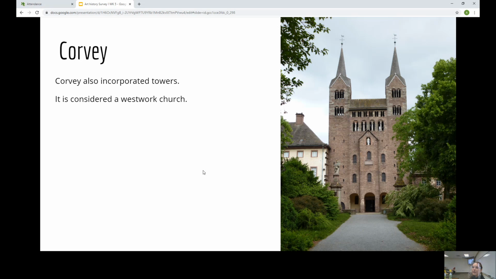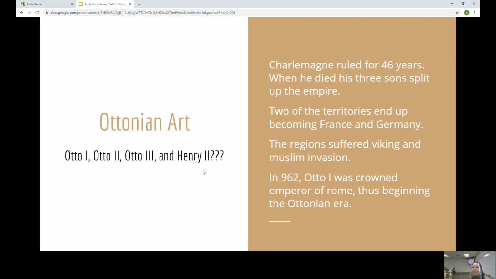You can see this is a quite plain church. That's how it starts off. It gets more complex once again as we go on. That takes us into the Ottonian Empire.